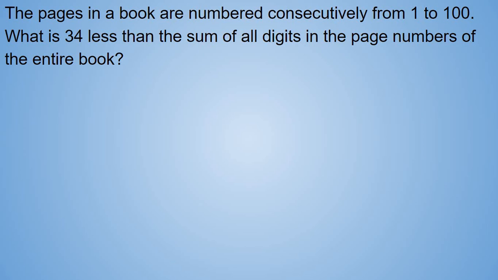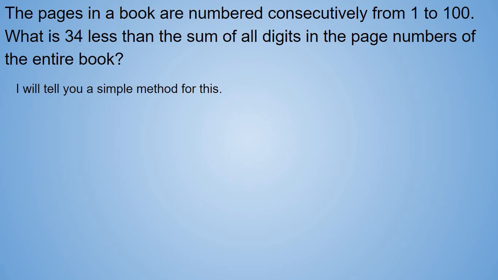It would be plus the digits in 100, which would be 1, 0, and 0. So you have to add up all the digits in all the page numbers of the entire book. This is going to get some interesting stuff.